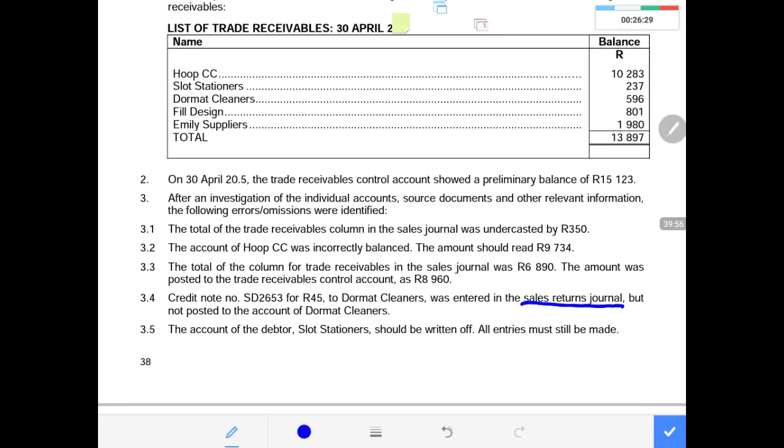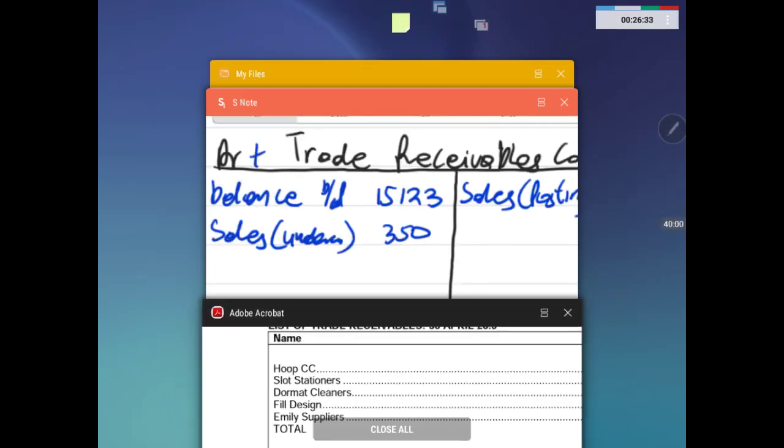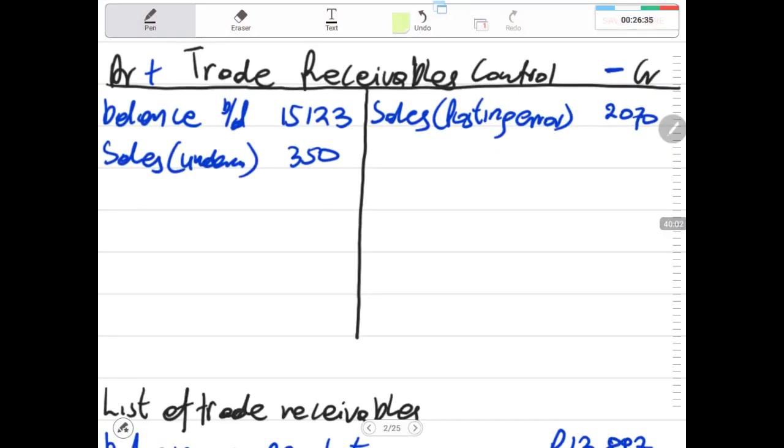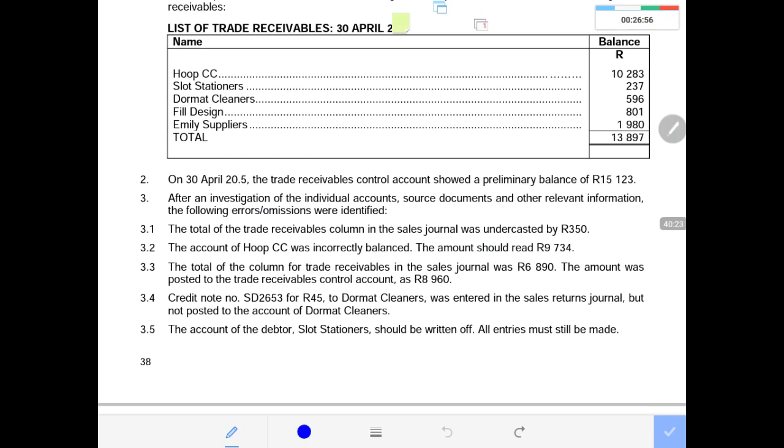Let me just go further on what I've said. That means in our sales return journal, the total of the trade receivables will be recorded on this side. Whatever is under our sales return journal will be recorded here. That indicates that the customer has returned. So the total amount that was returned must decrease our trade receivables. Then we go to the next transaction, 3.5.